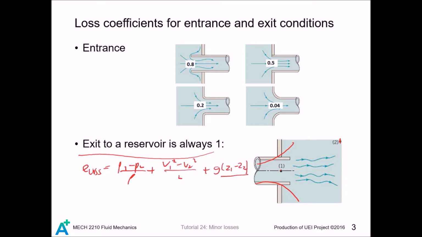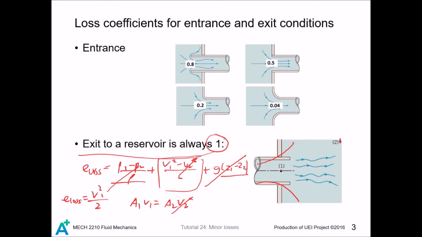And this elevation difference is fully compensated by the hydrostatic pressure here. These terms cancel out. Considering this term, we think of the continuity equation. But for a reservoir, the area is really large, so the velocity V2 is 0, and this is 0. So the energy loss is just this, and we get the loss coefficient is 1.